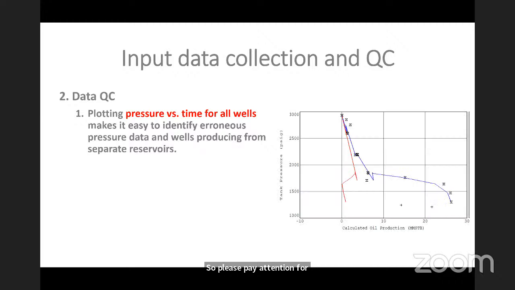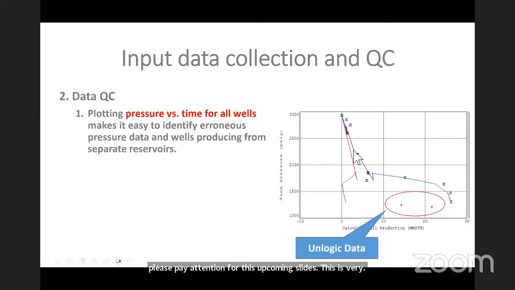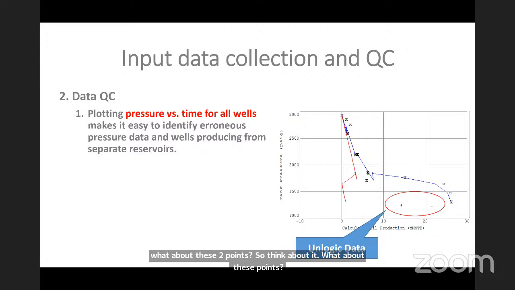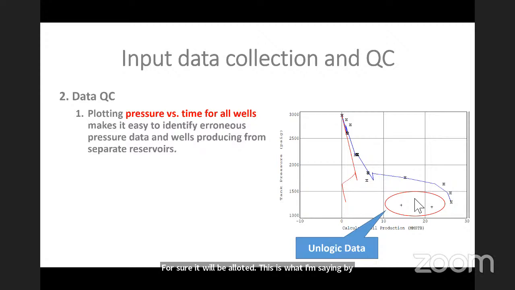So please pay attention to this upcoming slide. This is very important. This is what I'm saying. This is your data, and you are making your matching. So one will come and ask the engineer, "I have matched all of these historical data, but what about these 2 points?" Think about it. For sure, it will be illogic data. It will be anomaly data. This is what I'm saying by the term anomaly or illogic data.